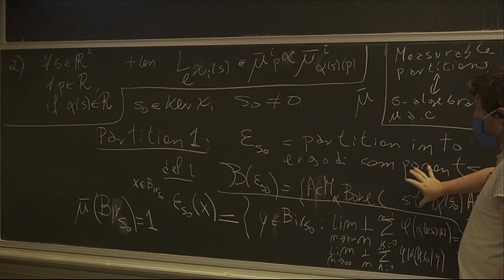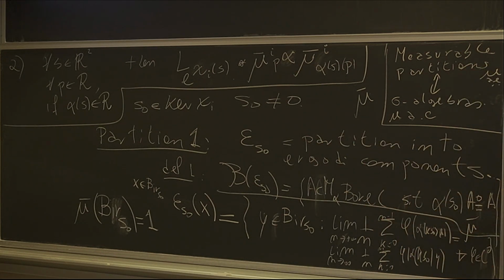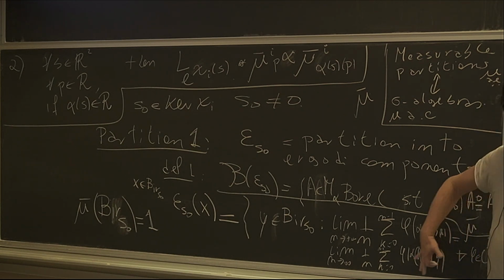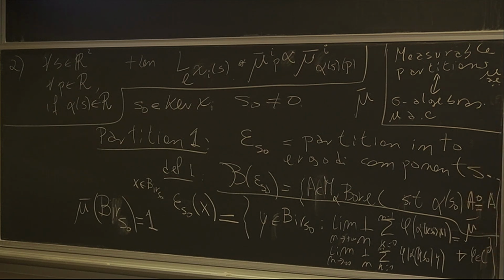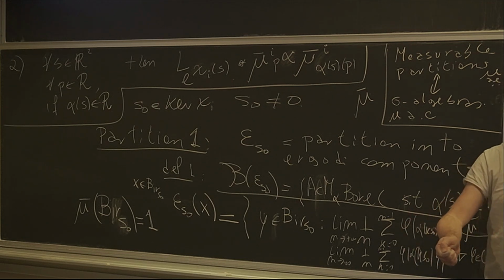Okay, so here is partition 1, partition into ergodic components. So in words, this E sub S naught of X is the set of all those Y's whose orbit averages are the same. Exactly the same, where the Birkhoff average gives you exactly the same. So since this is a compact metric space, I could average delta along the orbit and I get the same measure.